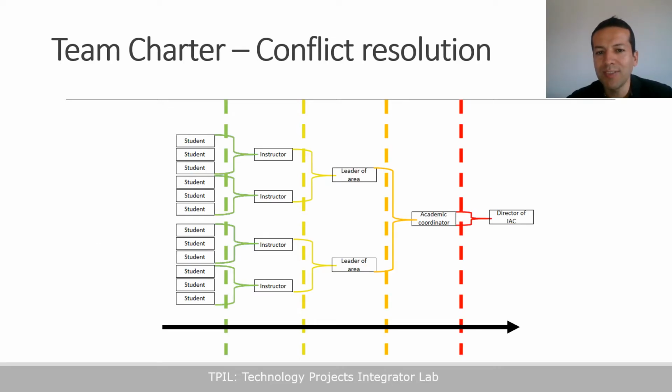As part of the team charter, we have defined the conflict resolution process. The black arrow represents the path that a conflict must follow to be resolved. The vertical lines denote the levels of the problems and the roles involved in each level. As a rule of thumb, every conflict must be tried first in its level before being escalated to the next.